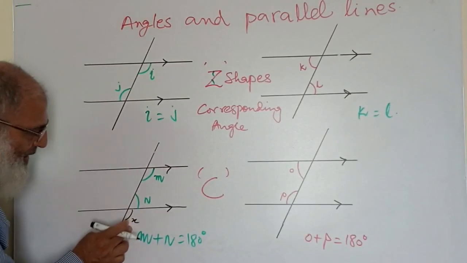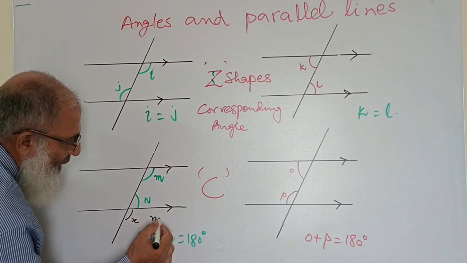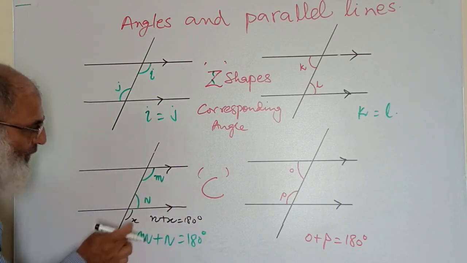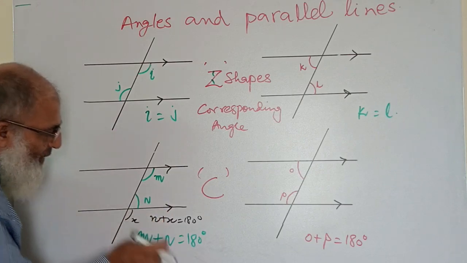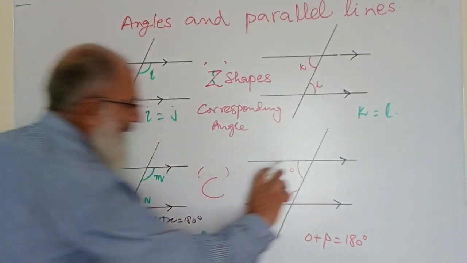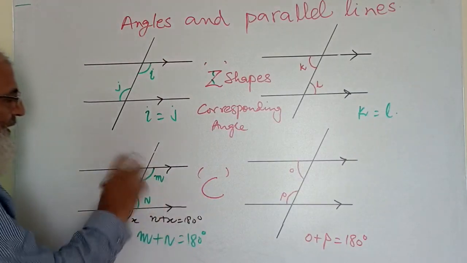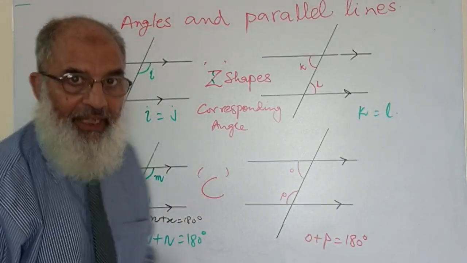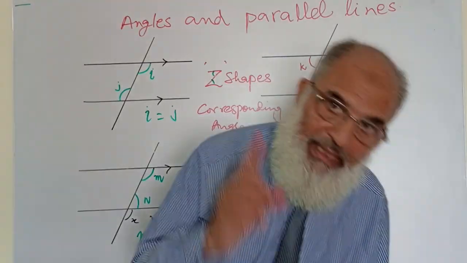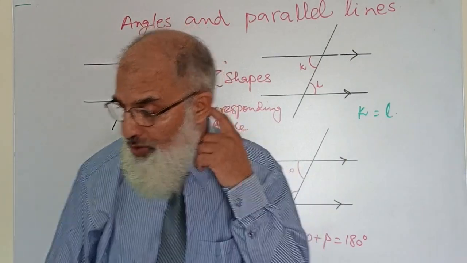Therefore, n plus x is equal to 180 degrees. It is natural that n plus x is equal to 180 degrees. Now x is also equal to m. So therefore, n plus m is equal to 180 degrees again. So these interior angles, when added, are 180 degrees. Now let me do one worked example, and from the worked example, we'll proceed to the exercise.